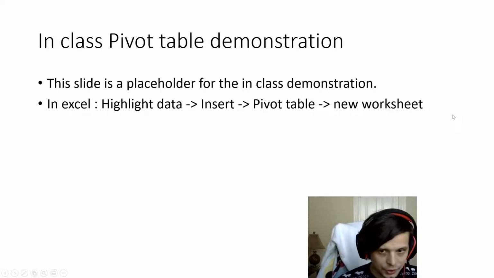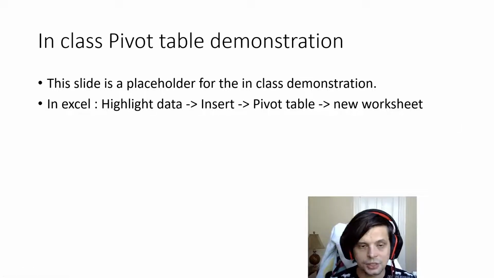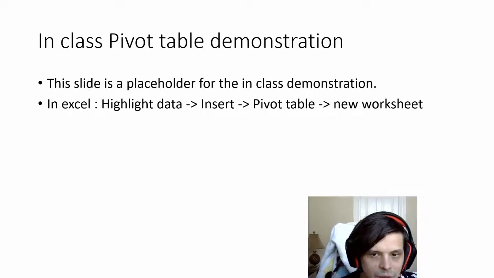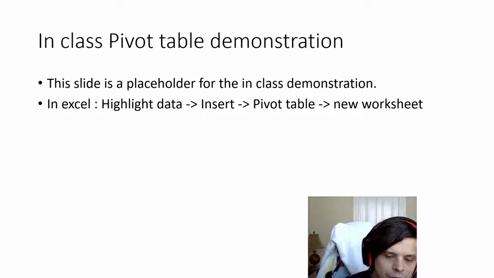So today we'll be covering chi-square, and it is mostly used for categorical entries and pivot tables, of course. So let's get to this. First I'm going to do the in-class demonstration. Sorry, I got the hiccups. In Excel, you need to highlight data, insert pivot table into new worksheet, and I will demonstrate in class.